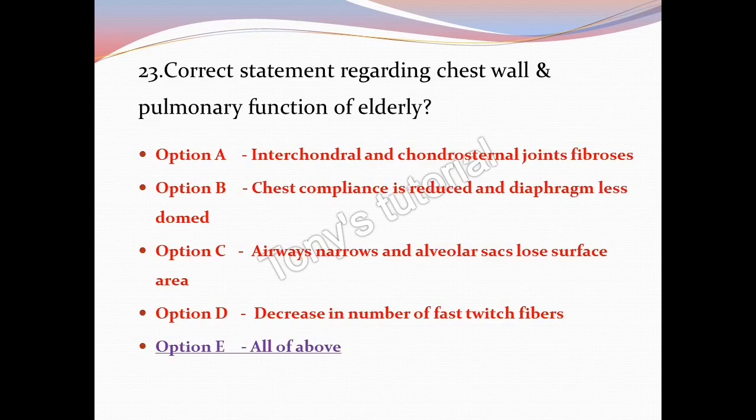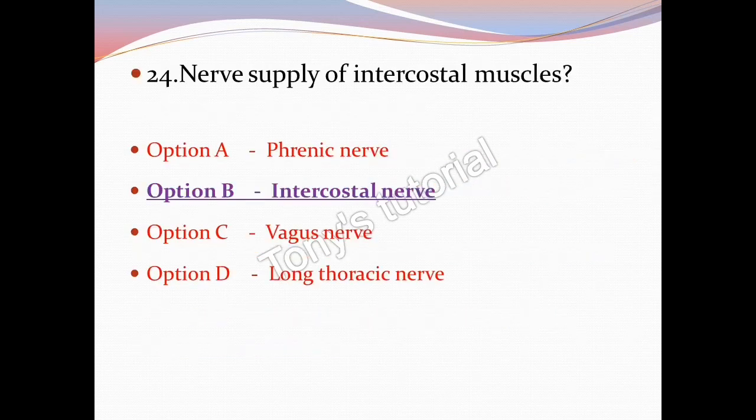The 23rd question is about chest wall function in the elderly. This is quite important because as life progresses, the chest wall goes through degenerative changes. Fibrosis happens. The first one is correct: chest wall compliance is decreased, that means flexibility is decreased. Airways narrow and there is a decrease in muscle fibers, muscle type also. So all the above answers are correct.